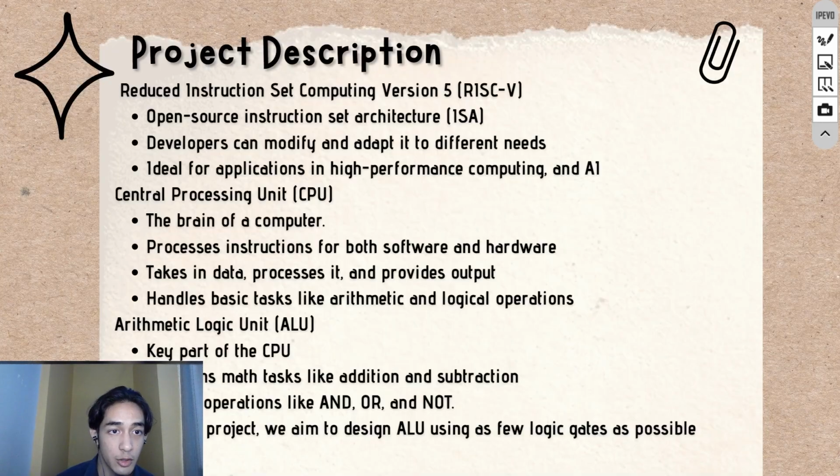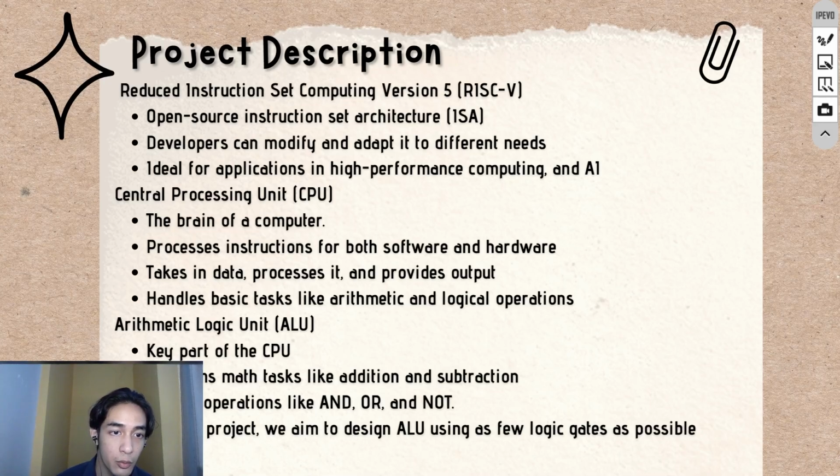So a little bit of introductions. RISC-V is an open source instruction set architecture mostly used by developers, and they can modify and adapt the RISC-V to their different needs. This device is ideal for application in high performance computing and also AI.